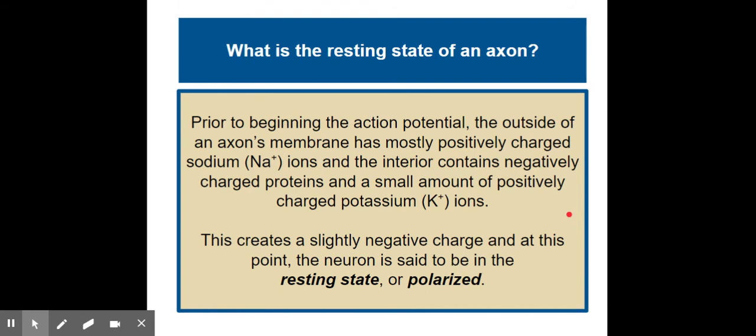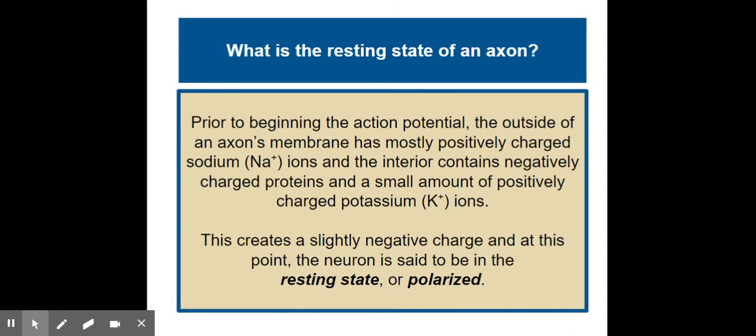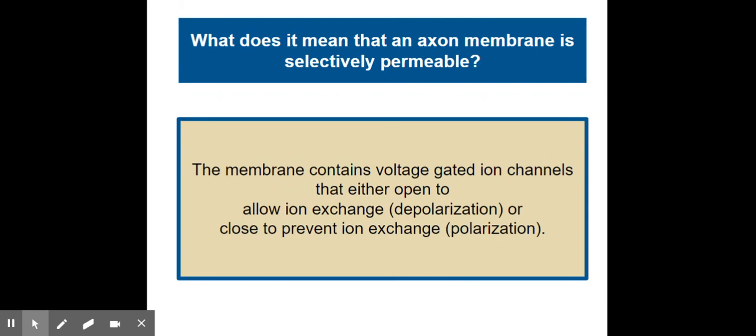All right, it's kind of like reloading a gun. All right, okay, so again, this creates a slightly negative charge, and the neuron is said to be at the resting state or polarized. Okay, all right, so again, how does this happen? I talked about selective permeability. They can allow, or they can push in or push out positively or negatively charged ions. All right.